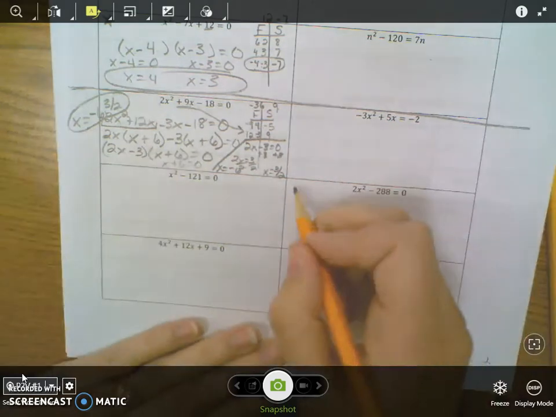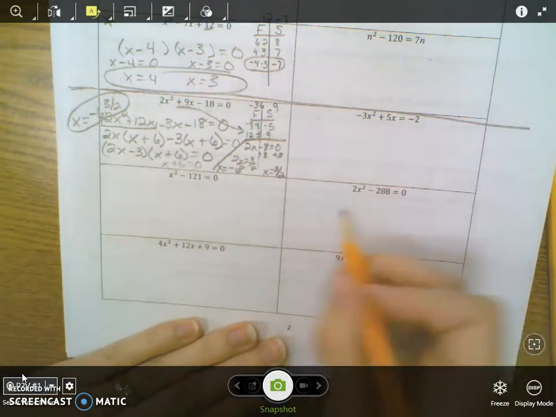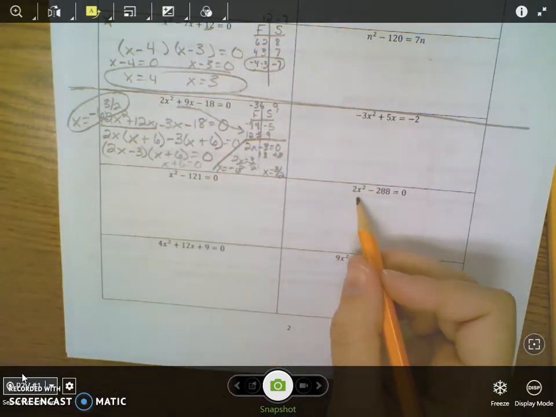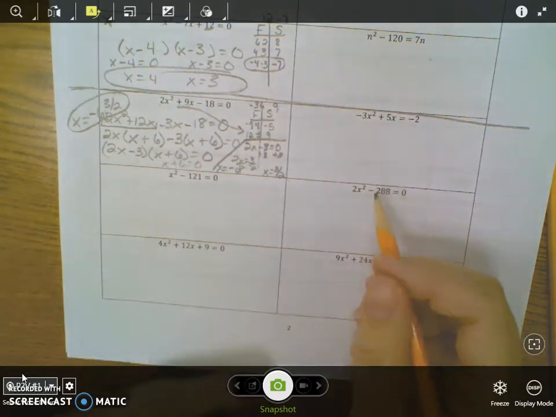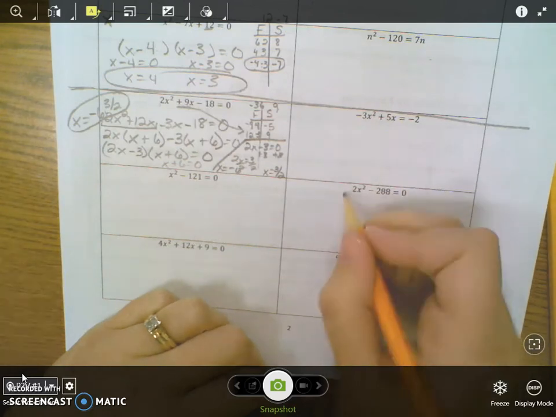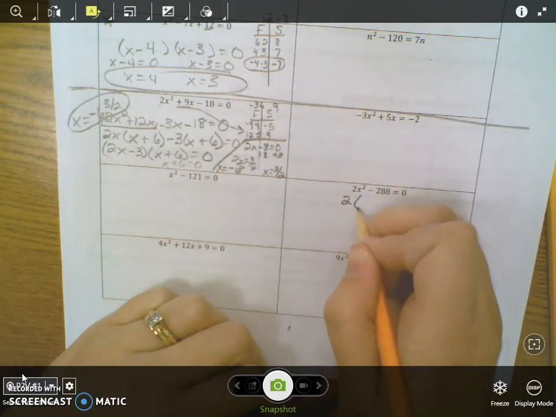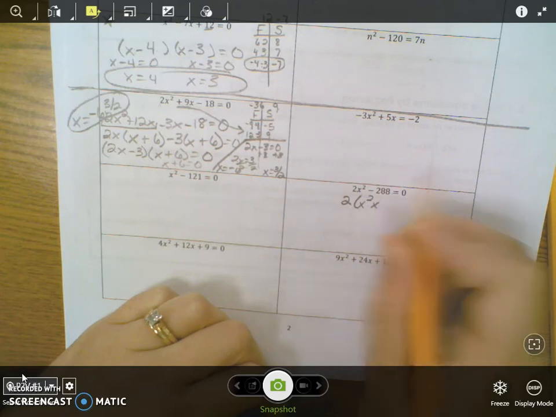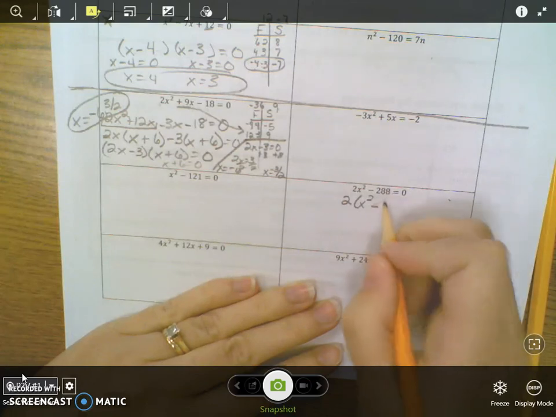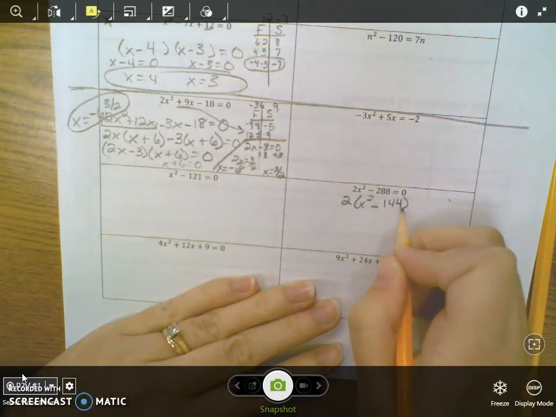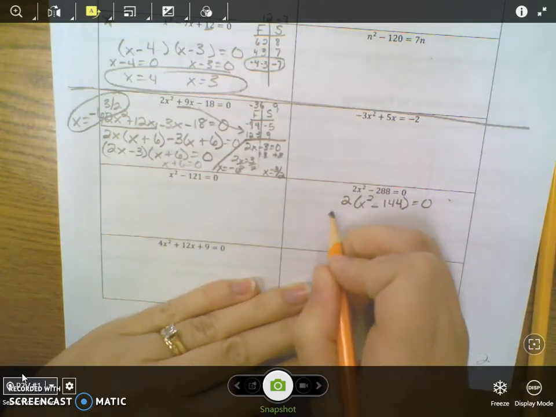Let's see, let's do this one right here. So this one's going to end up being a difference of 2 squares, but first, just like everything, we always have to check and see if we can factor out a GCF. So in this one we can factor out a 2. So when I factor out 2 from that, I get x squared minus, when I take the 288 divided by 2, I get 144, which is a perfect square.